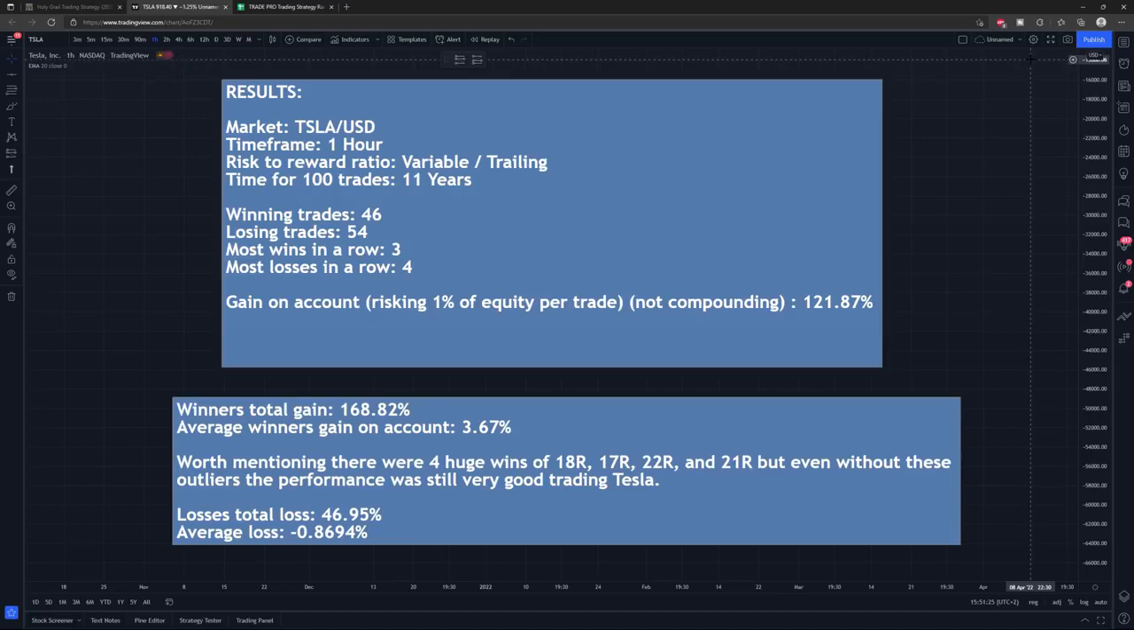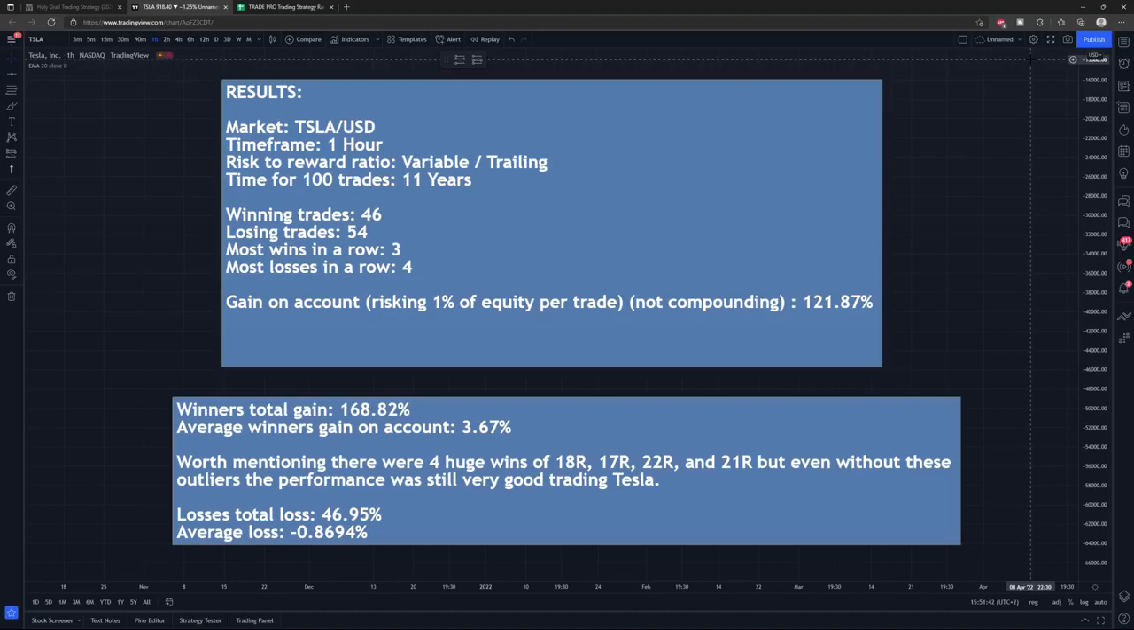So if you wish to get that gain on the account in a shorter period of time, then you can try adjusting for a lower time frame. But we're just trying to find a quality strategy and not just a 1 minute time frame strategy that's going to spit out a ton of signals.